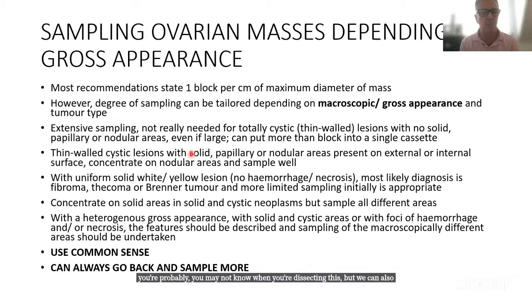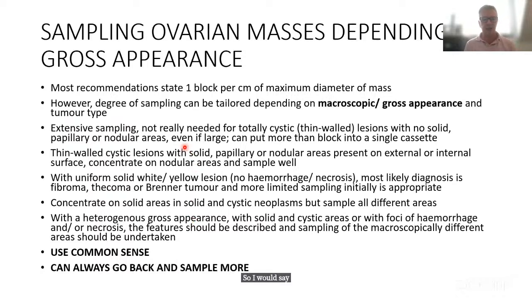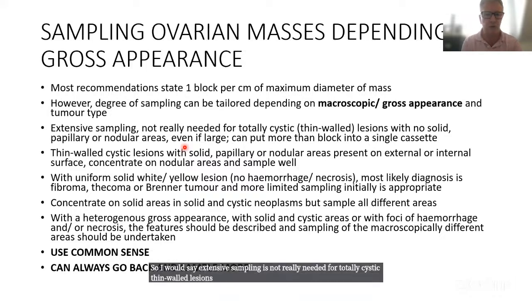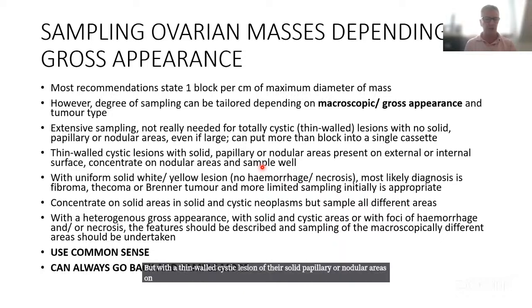So I would say extensive sampling is not really needed for totally cystic thin-walled lesions with no solid papillary or nodular elements, even if very large, and you can put more than 1 block into a single cassette. But with a thin-walled cystic lesion, if there are solid papillary or nodular areas on the external or internal surface, you must sample these well.